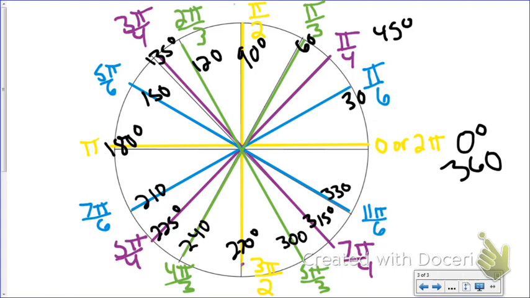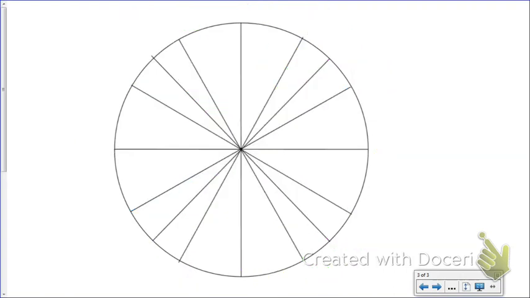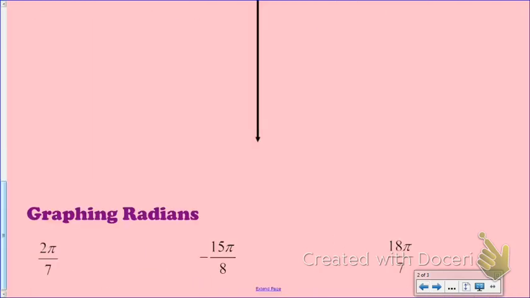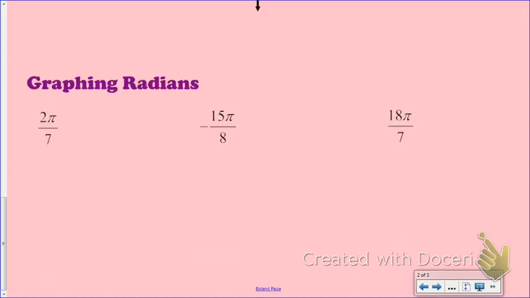Alright, now what I'm going to do is use some of those basic values to help me figure out how to graph some more radians. So some radian values that don't fall on the unit circle. Okay, so let's look at a couple of these. Let's say I want to graph the radian value of 2 pi over 7. Now this is all about figuring out how to work with fractions.